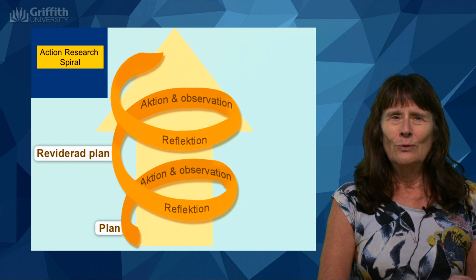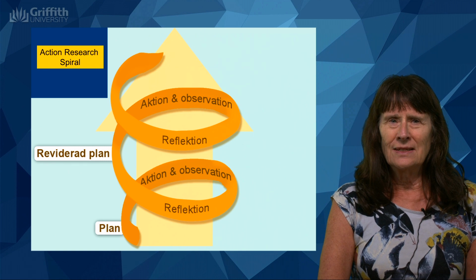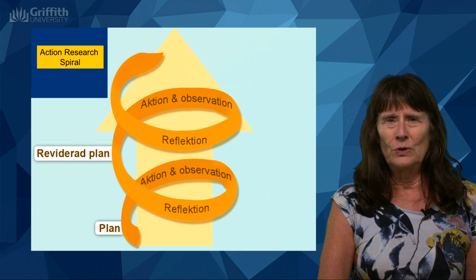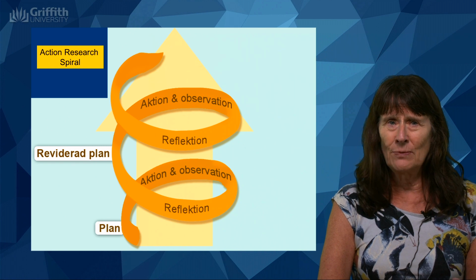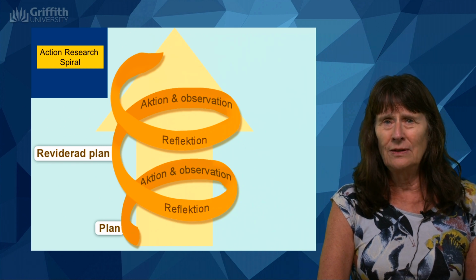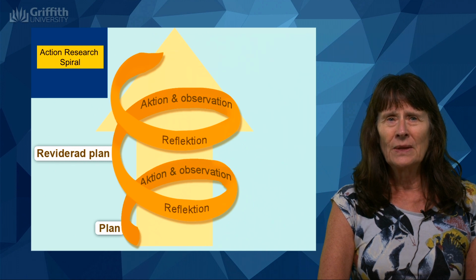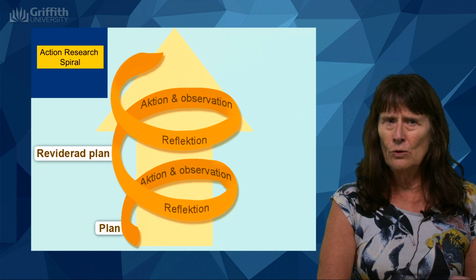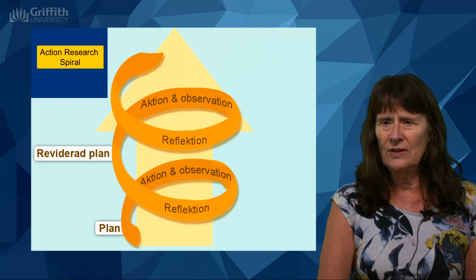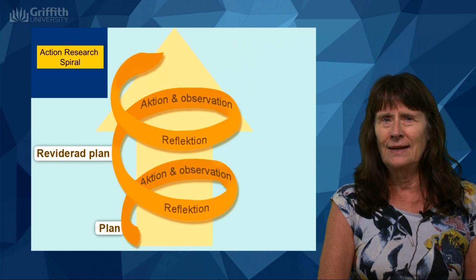And with a spiral, it also says you don't have to start by planning. You can also start by observing something. It might be in the staff room. You sit together with your colleagues and you discuss something that came up in your classroom, the lesson you just finished. And that can be the start of a reflection, and you think, oh, I have to do something about this, and then you go further into plan and action.